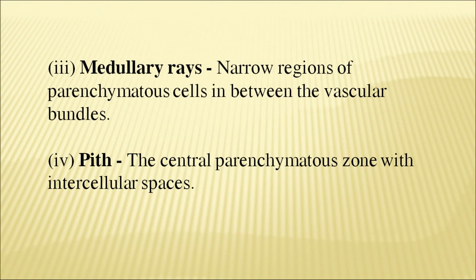Next, last is the pith. I showed you pith in the sample. So, it is the central parenchymatous zone with intercellular spaces; they are loosely packed cells, they are not hard packed cells, right. So, now let us move to the monocot stems. You understand the difference between a dicot stem and a monocot stem. So, earlier we discussed the dicot stems, now we are going to talk about monocot stems.